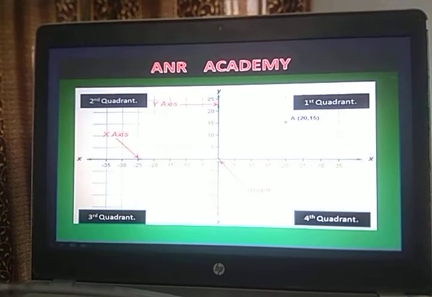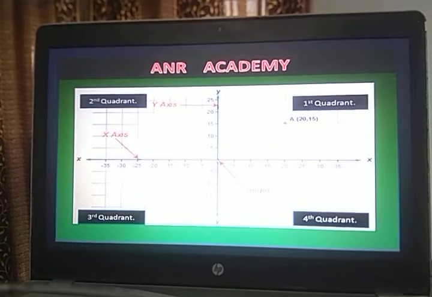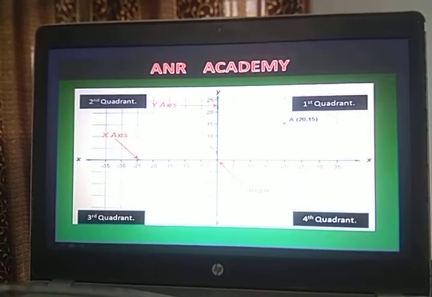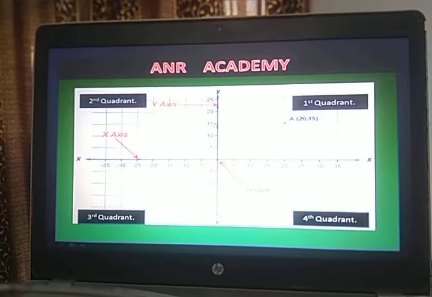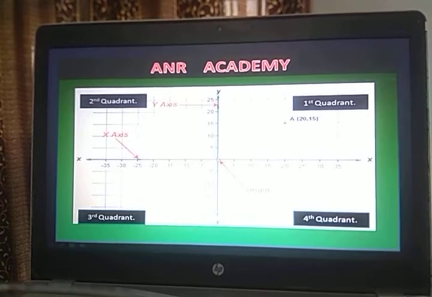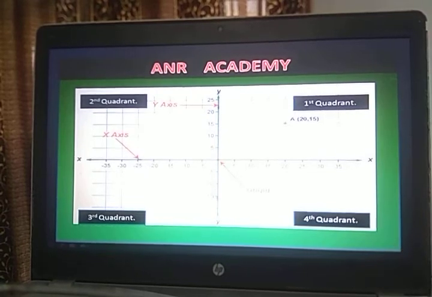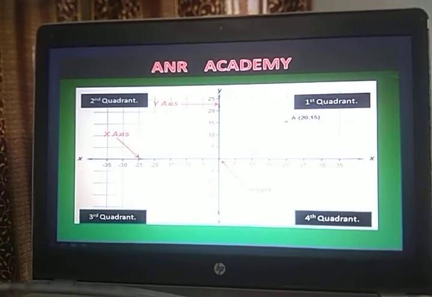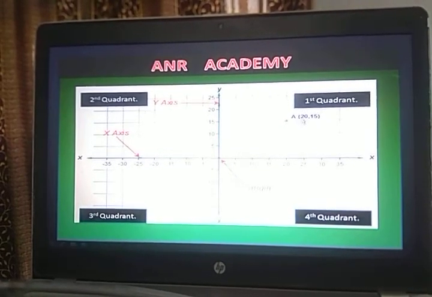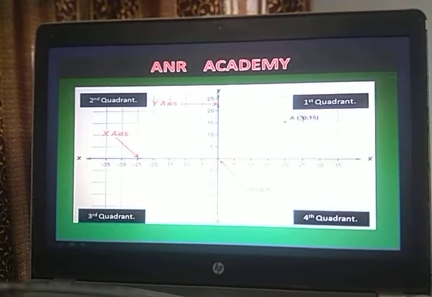In the same way, from the origin on the y-axis, on top you have all plus values like 5, 10, 15, 20, 25. Clear? And from the origin on the y-axis, below the origin all are minus values: minus 5, minus 10, minus 15, minus 20. That means in the first quadrant, both x and y are plus, and these are called ordered pairs.